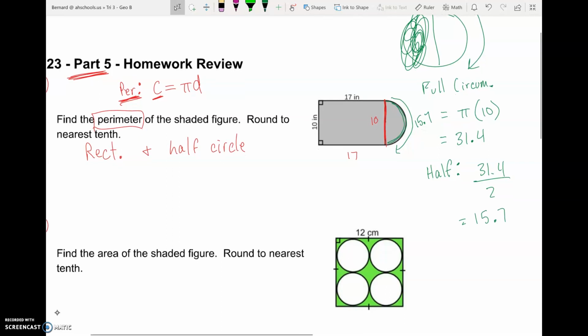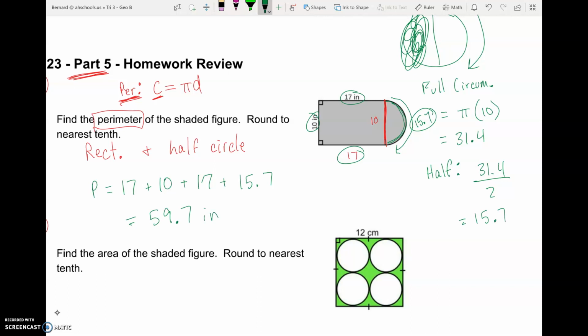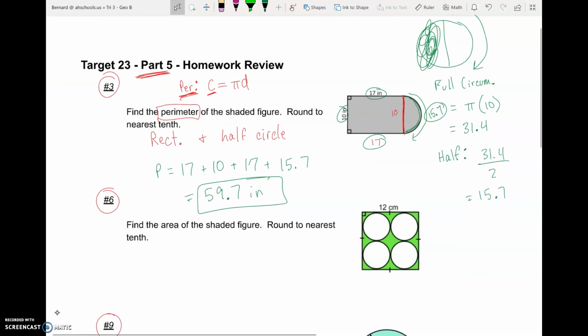And so now we can do our perimeter. Our perimeter will equal a 17 plus 10 plus the other 17 plus this half circle perimeter, which is 15.7. And when we add all of those together, we should be getting 59.7 inches. And there's our perimeter of that composite shape.